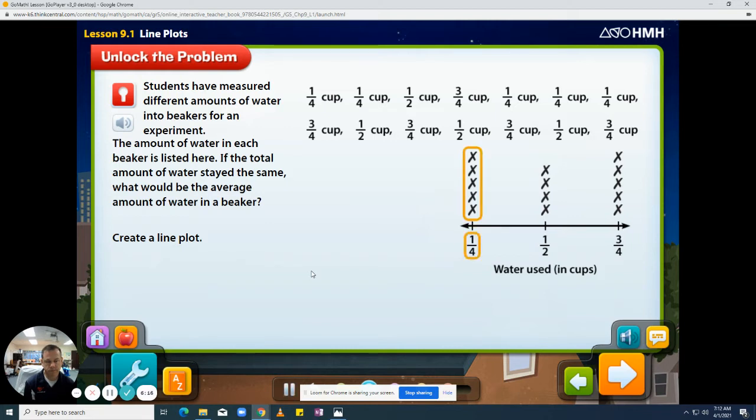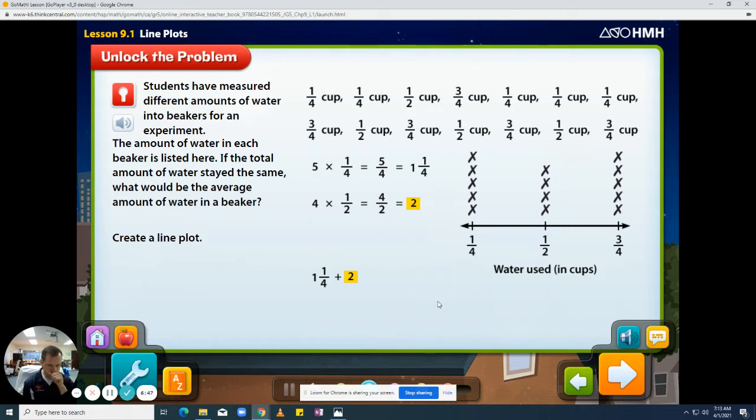Find the total amount of water in all of the beakers that contain 1/4 of a cup of water. There are 5 beakers with 1/4 of a cup of water, so there are 5/4 or 1 1/4 cups. Next, find the total amount of water in all of the beakers that contain 1/2 of a cup of water. There are 4 beakers with 1/2 of a cup of water. 4 times a half is 4 halves, 4 divided by 2 is 2.